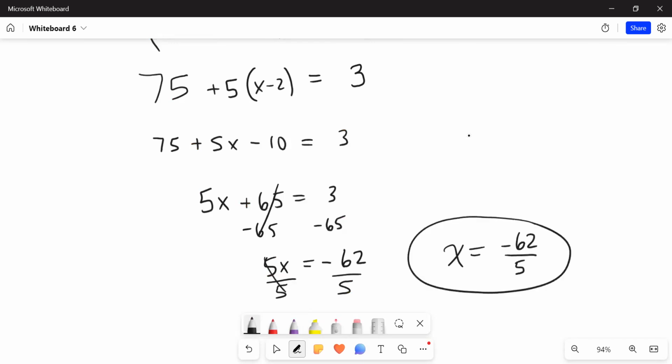If you wanted to get a decimal value, you could to make that interesting as well. That's how you solve these types of equations. I hope that helps.